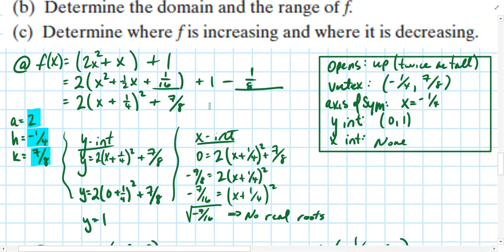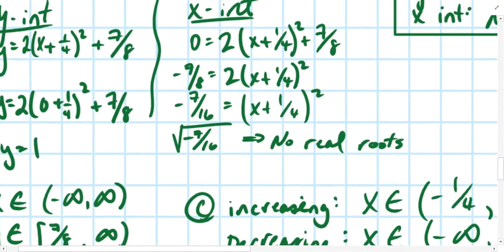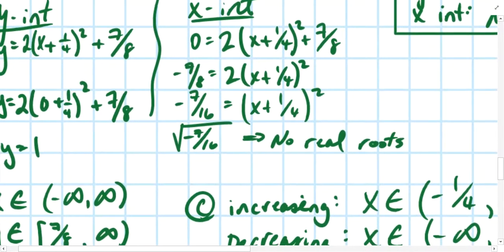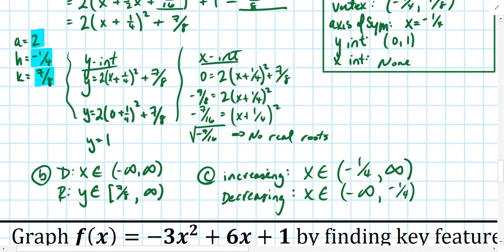And for our x-intercepts, this is kind of interesting. When does the function itself ever equal 0? Well, it doesn't. If I set the equation equal to 0 and subtract 7/8 from both sides and divide by 2 and then try taking the square root, well, I can't take the square root of a negative number and obtain a real number result. Since there are no real solutions, then there are no real roots, and therefore there are no x-intercepts.